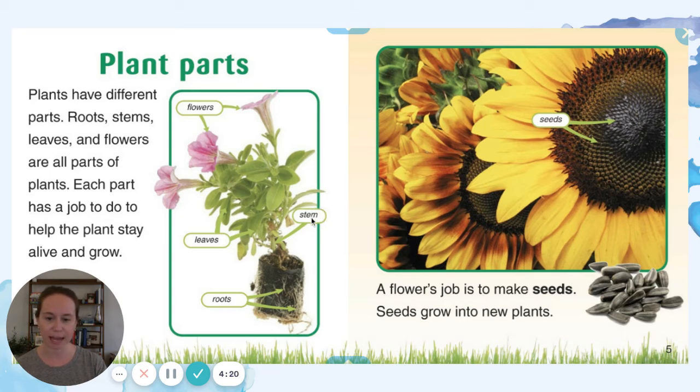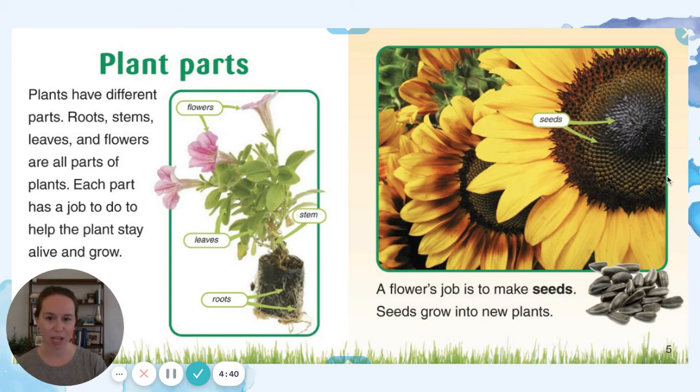This label says stem. I see the stem it's pointing to is right here. And this label says roots. It's pointing to the roots, which are at the bottom of the plant underneath the dirt. So now I know where on a plant all the different parts are. This diagram and these labels really helped me with that.